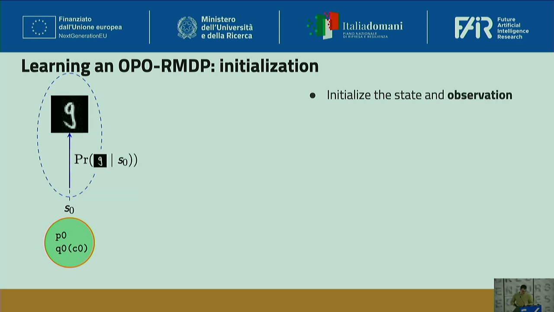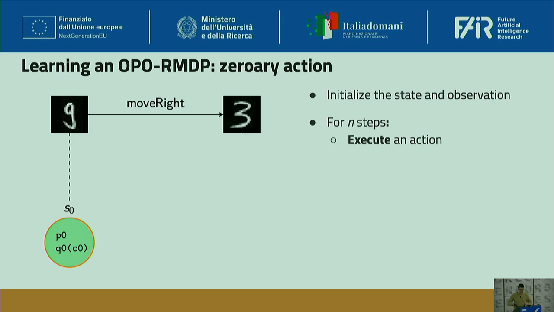And then, after initializing the state, the agent executes an action and observes something new. And here we differentiate between the execution of zero-ary actions and unary actions. So for the zero-ary actions, we assume that they cannot change the state of the object. So if I execute an action like moving right that doesn't involve an object, I cannot change the state of the object, of course.